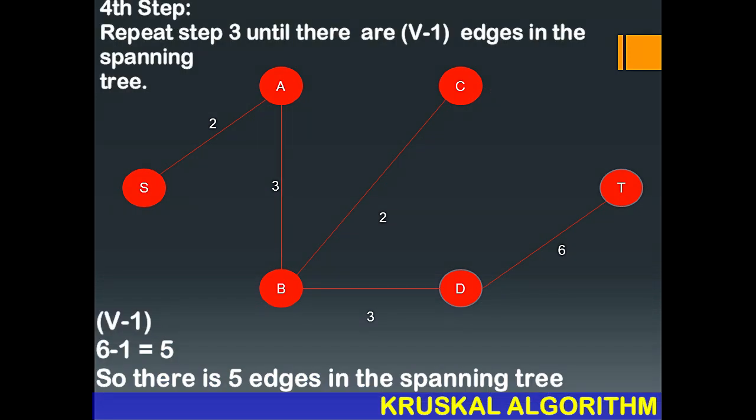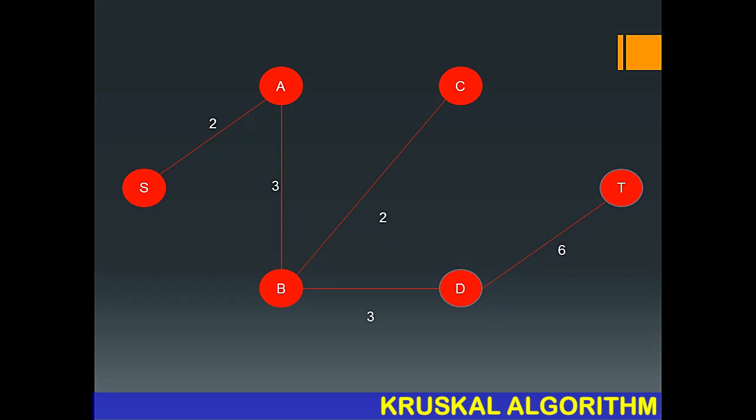Finally, we are done finding our minimum spanning tree using Kruskal algorithm. You may add the total of the minimum spanning tree. Adding all the weights, the total weight is 16.